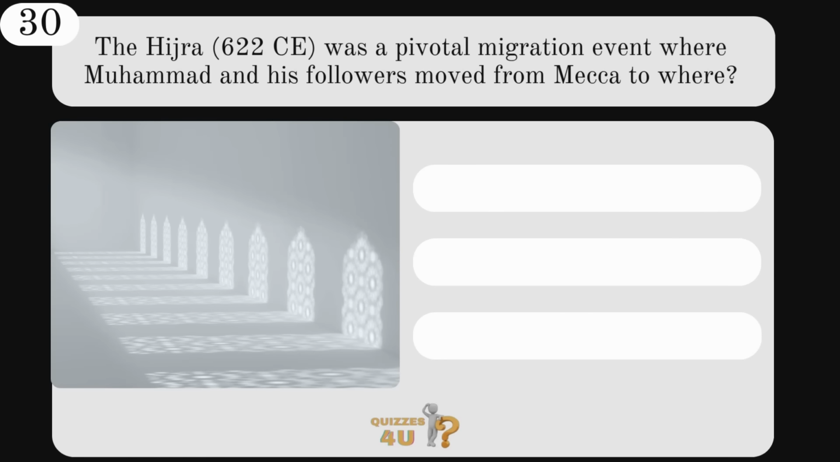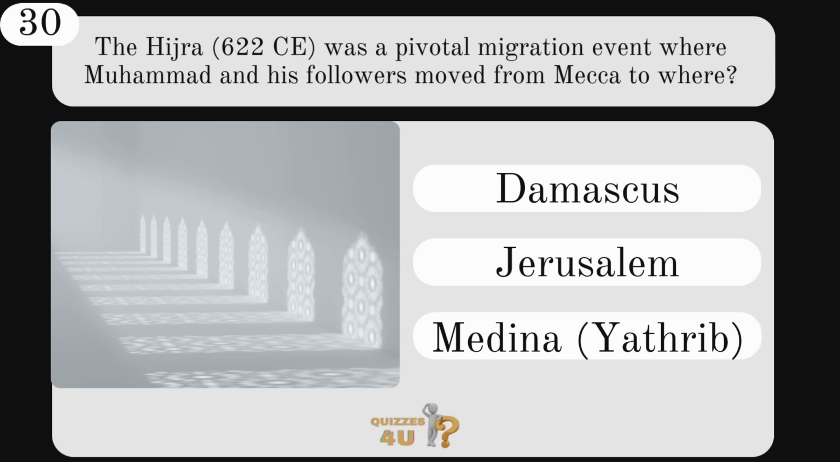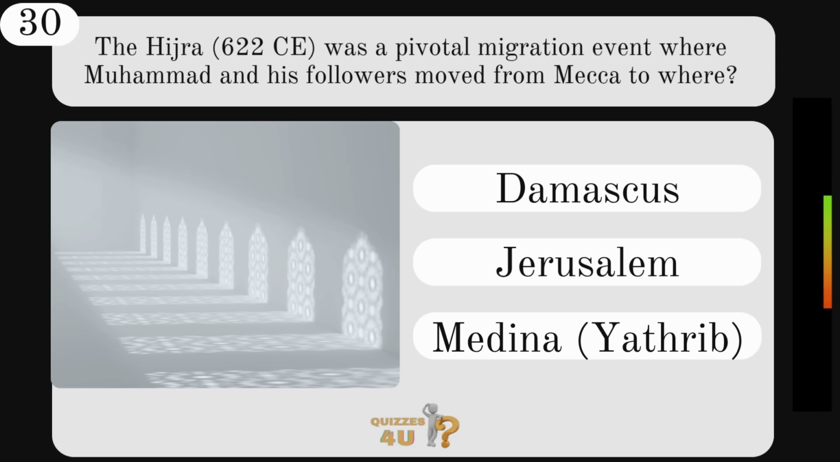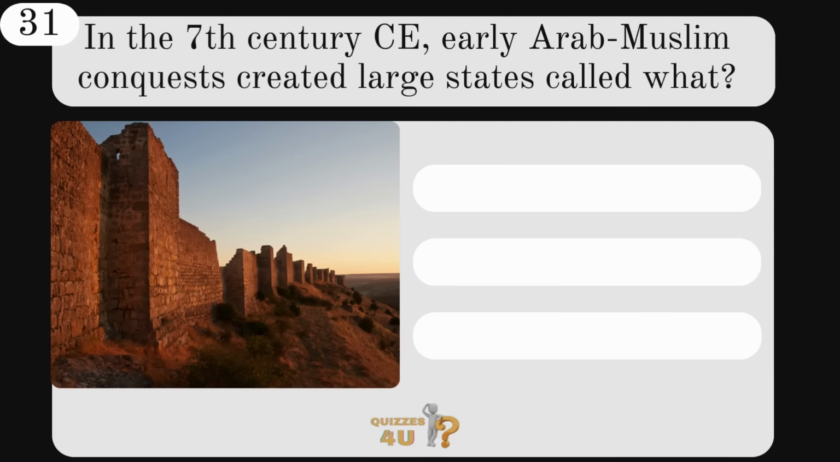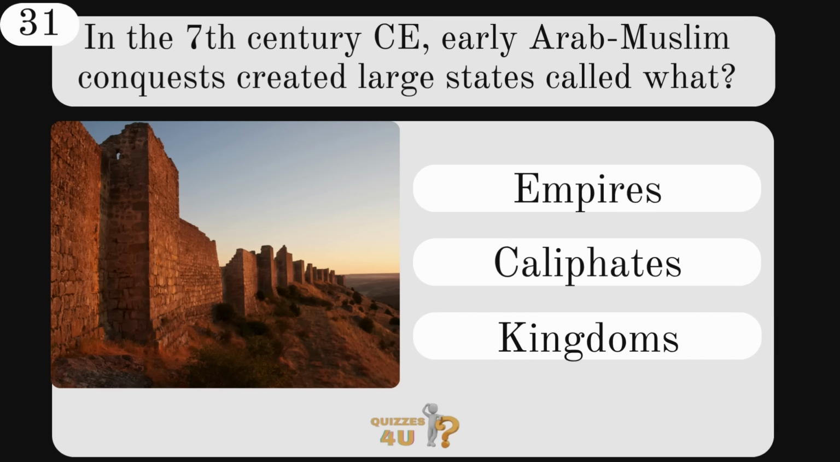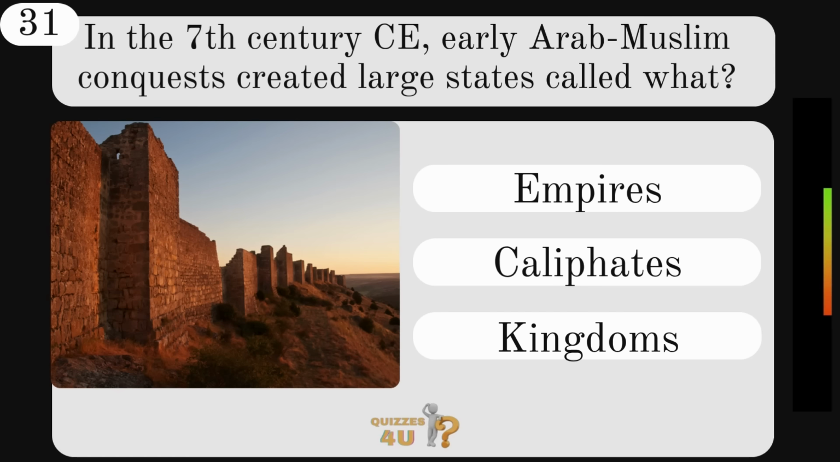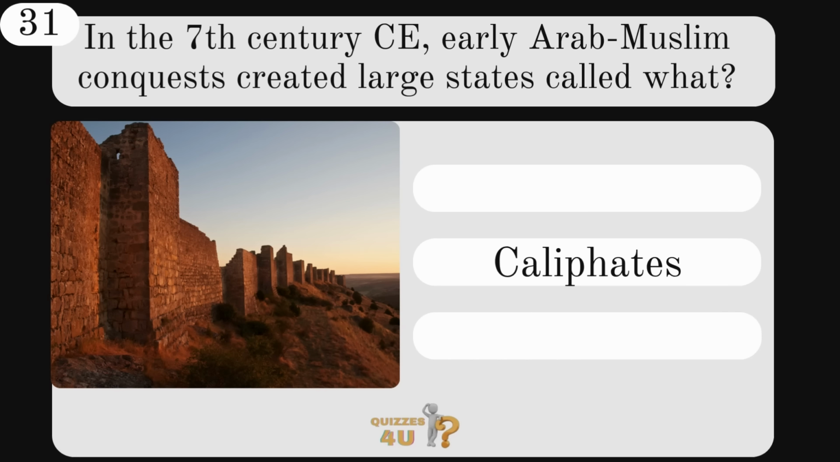The Hijra was a pivotal migration event where Muhammad and his followers moved from Mecca to where? Damascus, Jerusalem, or Medina? The answer is Medina. In the 7th century CE, early Arab Muslim conquests created large states called what? Empires, caliphates, or kingdoms? The correct answer is caliphates.